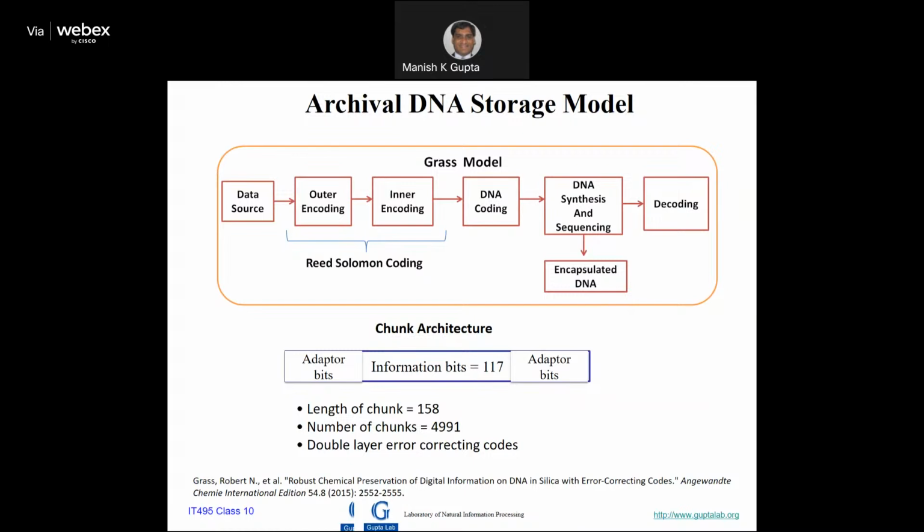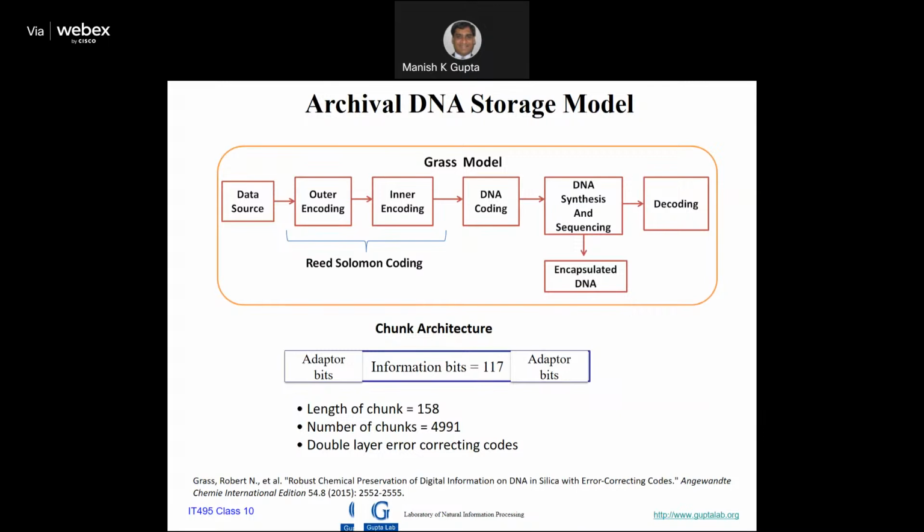Now this idea of Reed-Solomon code was used by Robert Grass in his paper in 2015. What they have done is use two Reed-Solomon codes, outer coding and inner coding. So they have data source, outer coding, inner coding, DNA coding, of course, and the rest of the thing, and decoding.